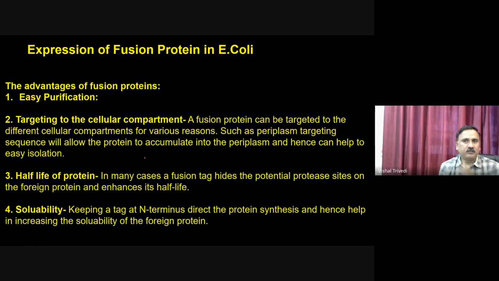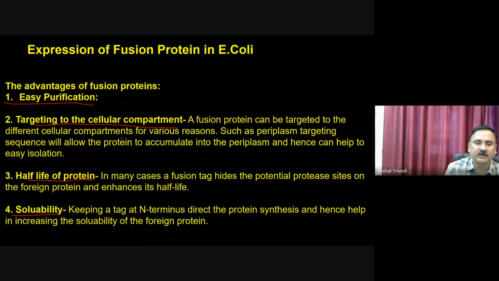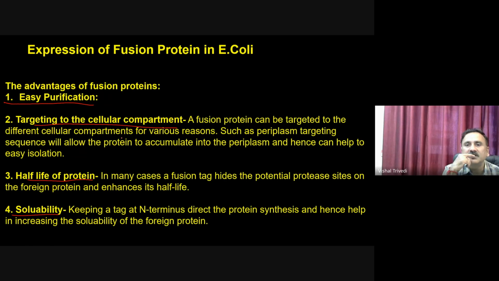So expression of a fusion protein in E. coli requires easy purification. It requires the targeting of the cellular components, and it also depends on the half life of the protein and the solubility. So there are multiple criteria by which you can choose a particular expression vector or expression system in E. coli.